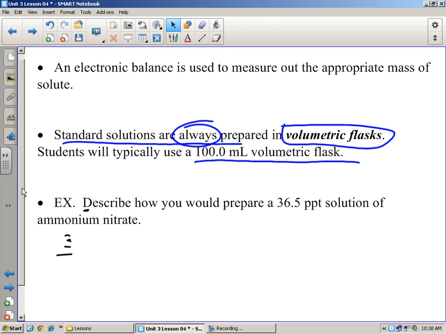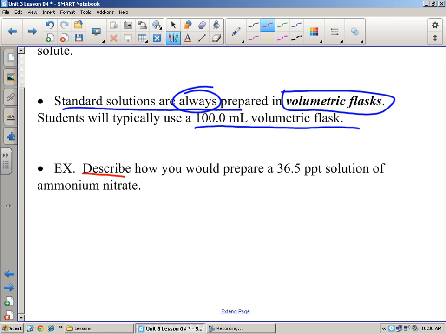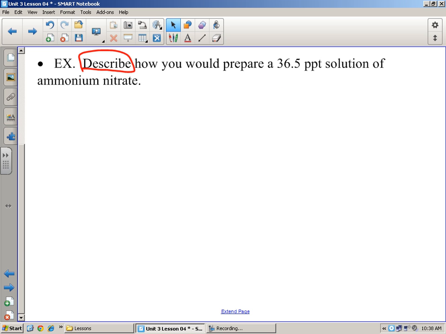This one here says describe. So this is the first introduction we have to this word. Describe how you're going to prepare a 36.5 ppt solution of ammonium nitrate. I put this one here just for a little bit of review for ppt, ppm, and percent. That's really what this is for. Let's take a look at this one though, and then I'll show you 4 things that we need to write out for the describing part.